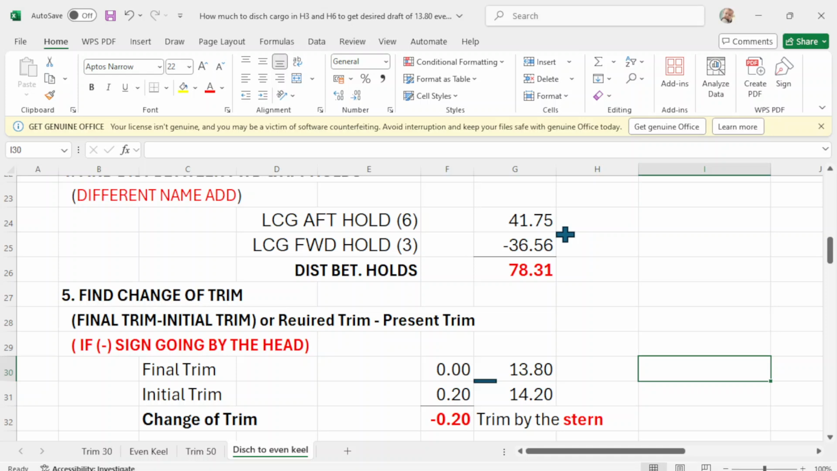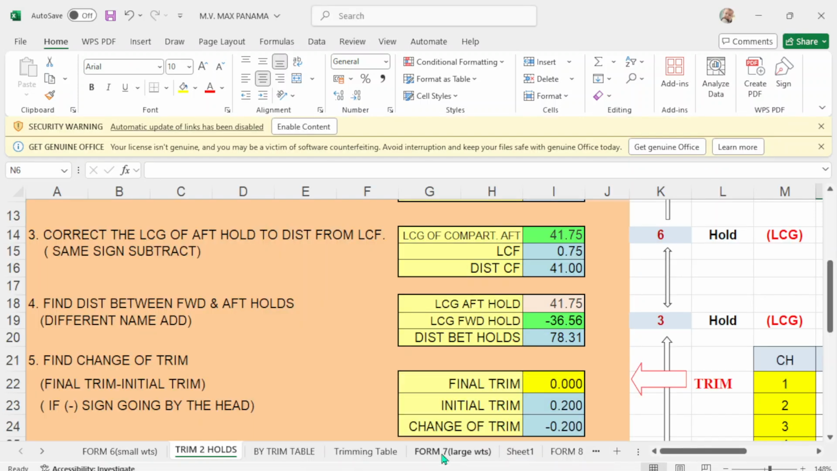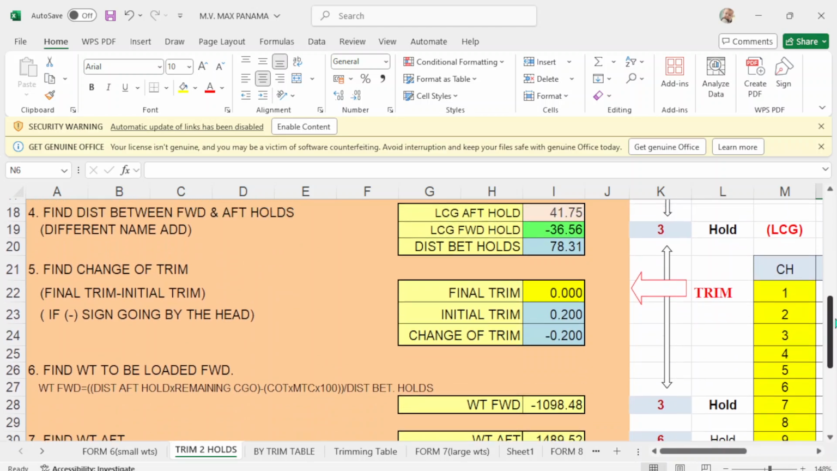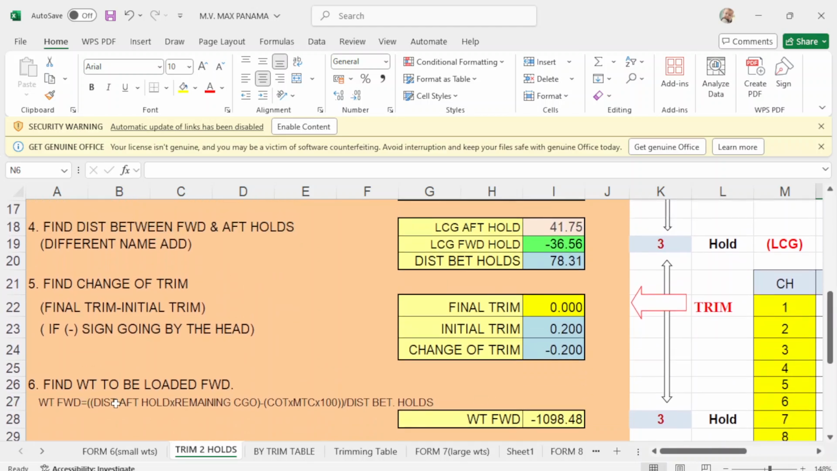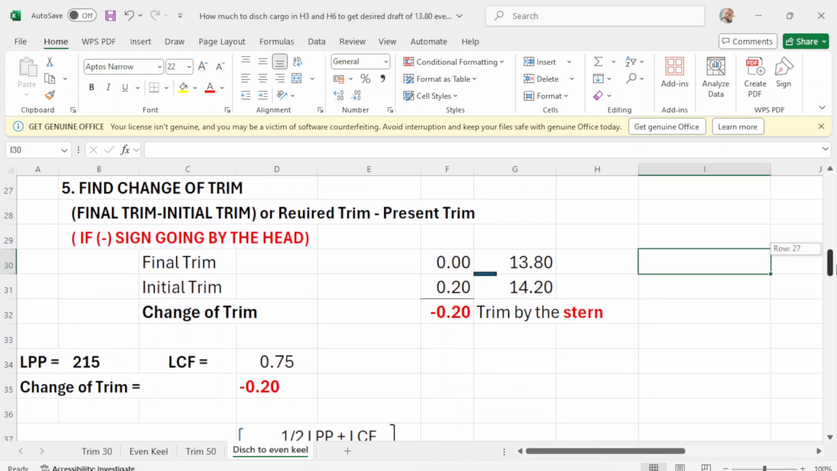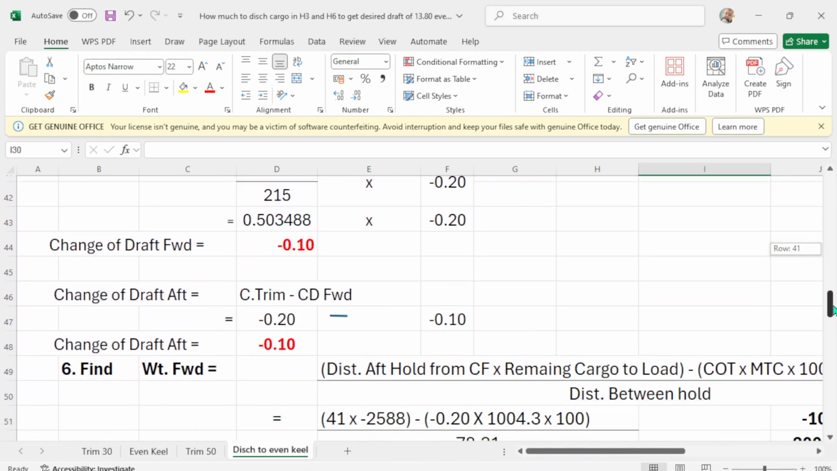So we go to the program. Number 5, you have negative 20, change of trim. So we go now to number 6. Find weight to be loaded forwards, meaning how much weight are we going to discharge in hold number 3. So that is the question. So we go to the Excel. We go now to number 6.